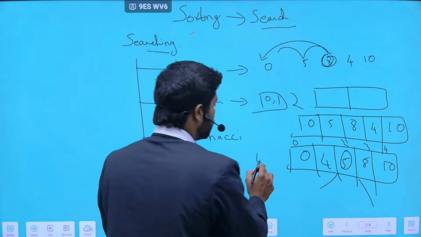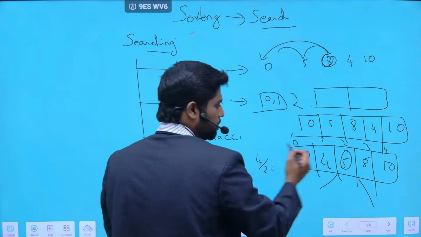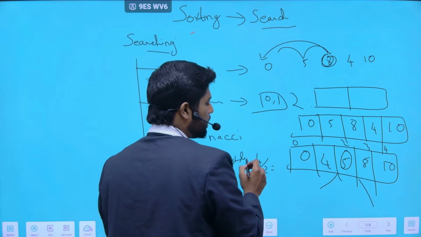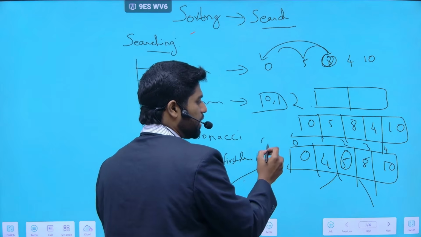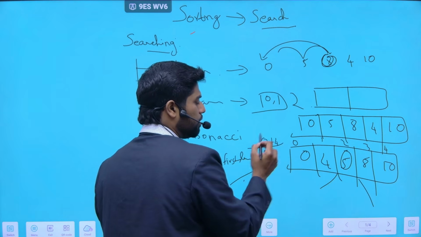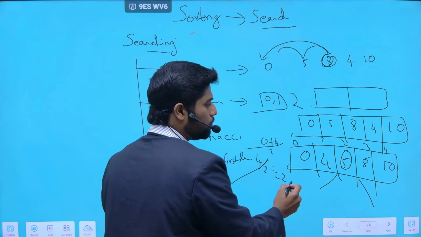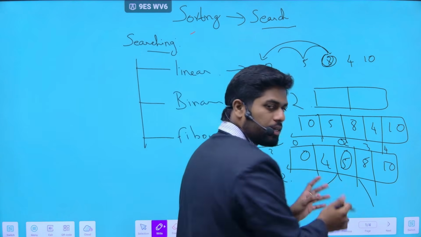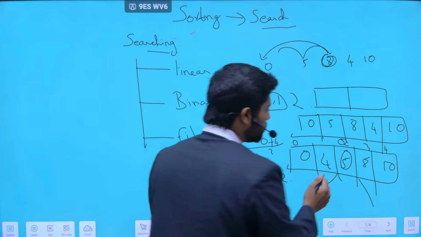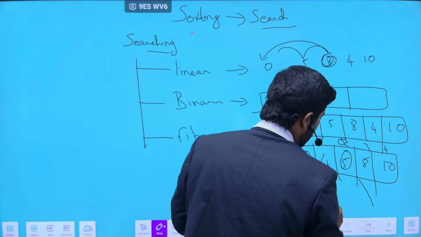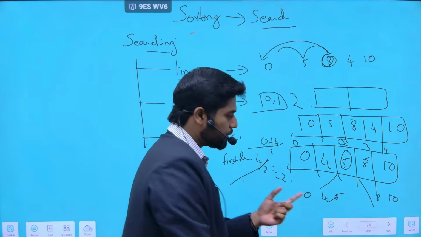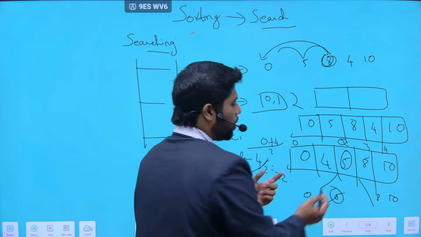That is nothing, 4 by 2. How 4? The first index plus last index by 2. First is 0, last is 4, by 2, which is equal to 2. So 2 will be the middle element. Based on the middle element, you are going to divide it into 2: 0, 4, 5, 8, 10.